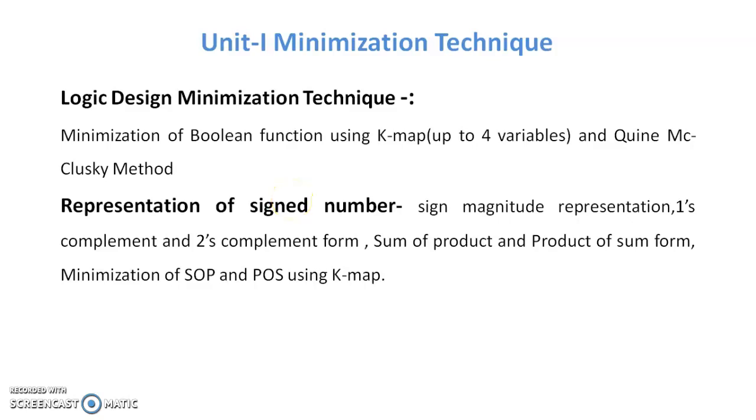So today we are going to discuss the minimization technique. There are different logic design minimization techniques. One of them is K-map. Today we are going to study how to minimize a Boolean function using K-map. We will study the 2-variable, 3-variable and 4-variable K-maps, and how to solve expressions using the Quine-McCluskey method. We will also cover representation of signed numbers, sign magnitude representation using 1's complement and 2's complement form, sum of products and product of sums form, and how to minimize SOP and POS expressions using the K-map.